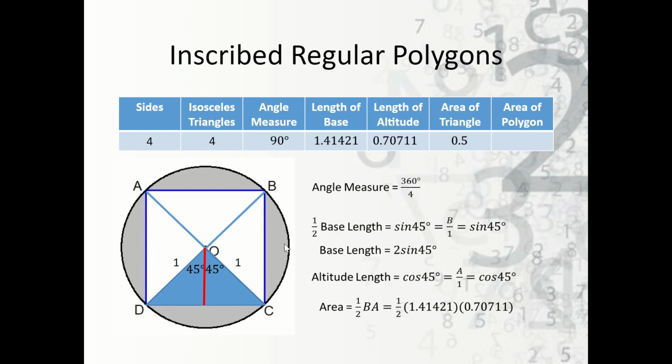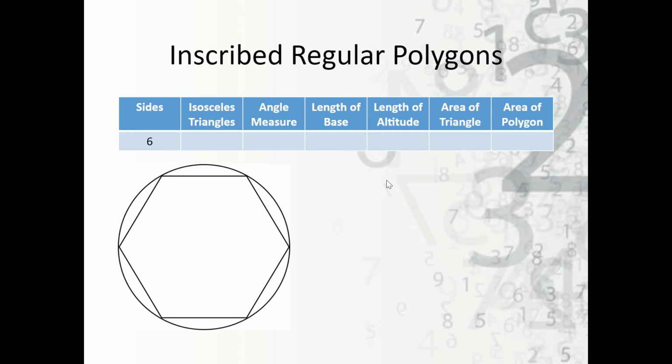Well, the area of the polygon then is 4 of those, because there's 4 triangles, so 1, 2, 3, 4. So if we multiply 0.5 times 4, we get 2. So that's how we can fill in our table for a 4-sided figure. Now let's look at a 6-sided figure. Well, we're going to do it the same way.